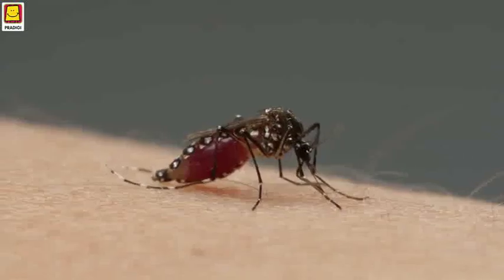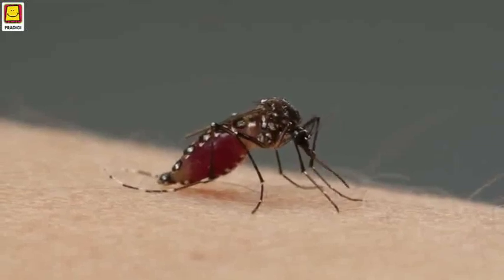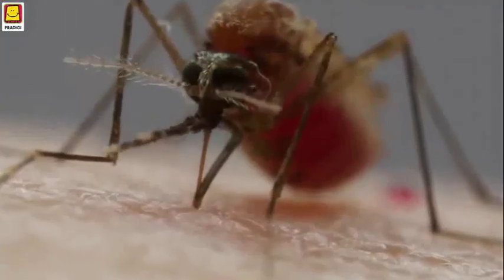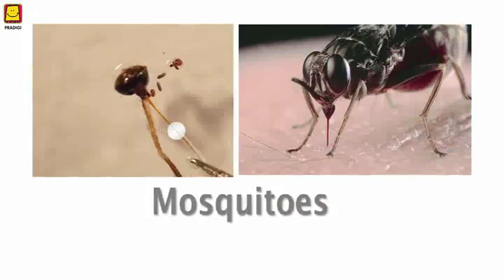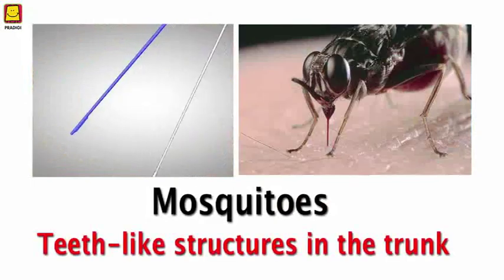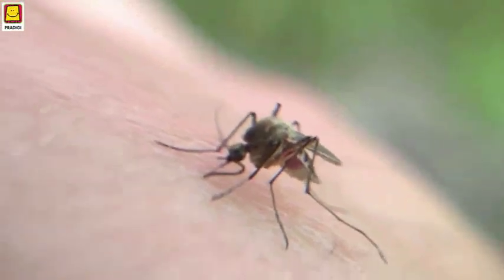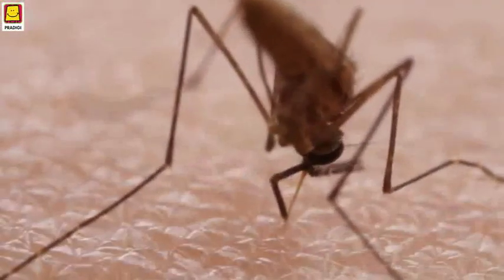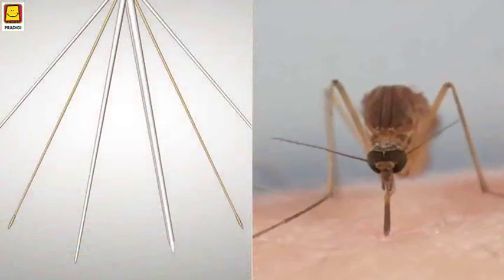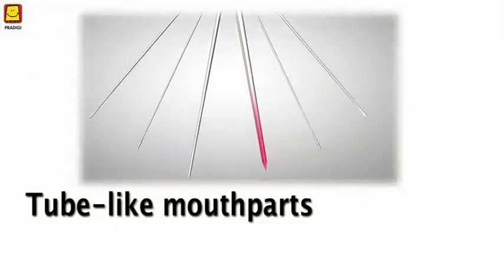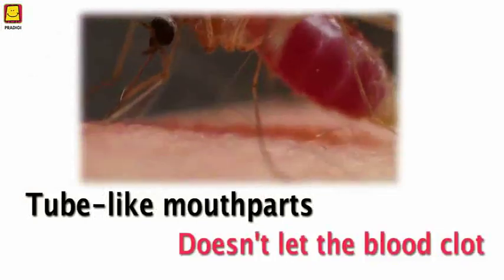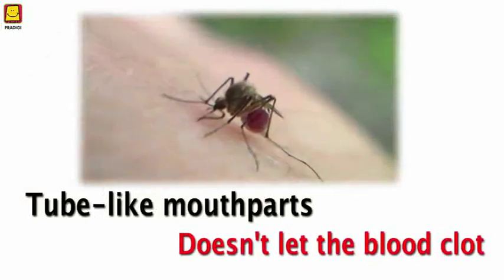We have all been bitten by mosquitoes. Mosquitoes too have a trunk-like mouth part. They pierce their food and suck it. There are teeth-like structures on both sides of the trunk. Mosquitoes make small holes on the skin of the organism from which to suck food, and with the help of these teeth-like structures, keep the pores open. The tube-like mouth part releases saliva before sucking blood. Saliva contains a special chemical that does not allow blood to clot. This helps the mosquito to suck blood easily.